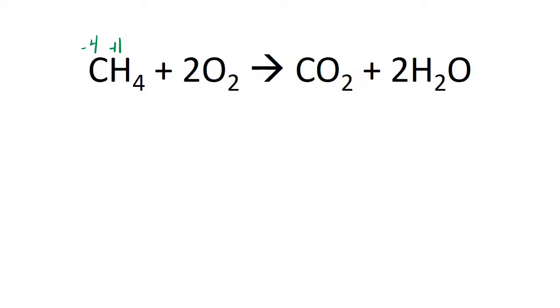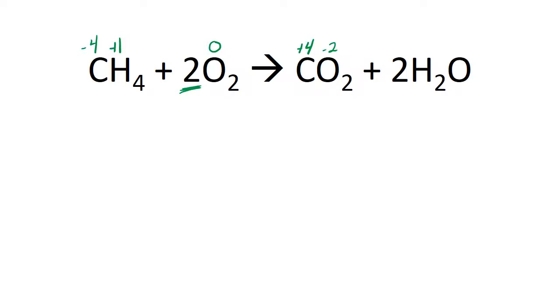Now moving over to O2, notice there's a big 2 out in front. Just ignore that coefficient. O2 is just one element. This is a free element. It has an oxidation number of 0. Carbon dioxide, no free element, no metal. When I add them together, they equal 0. Oxygen likes to be a negative 2, and because there's 2 of them, carbon has a positive 4.